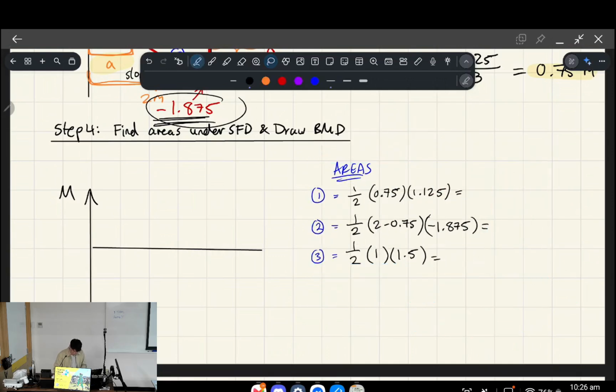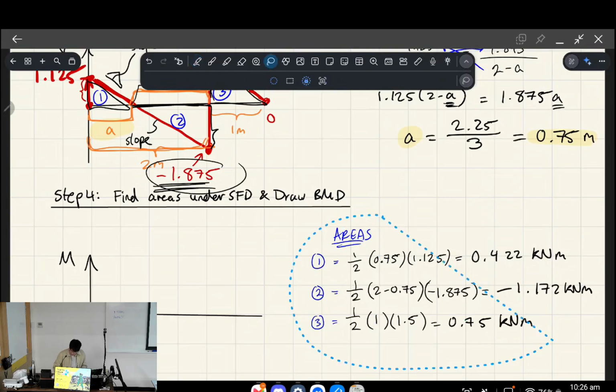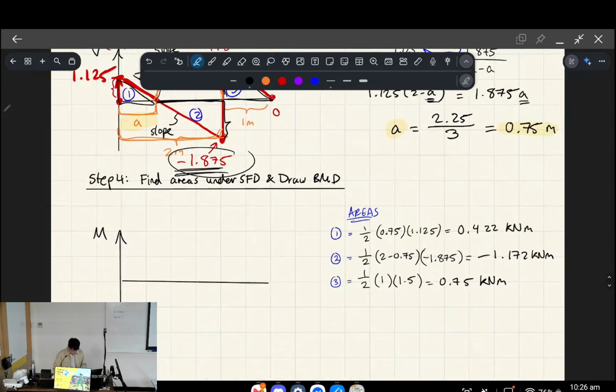The first one is 0.422 kilonewton meters. The second one, remember, because the triangle's dipping underneath the x-axis, it's negative, right? So it's a negative 1.172 kilonewton meters. And the third one is 0.75 kilonewton meters, okay? So now we have all these magnitudes. All right, let's graph it.